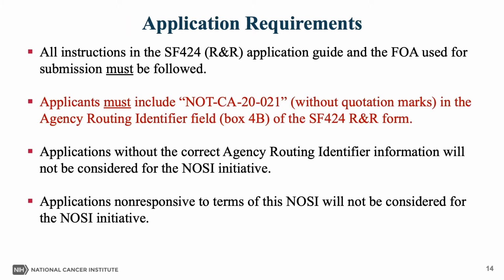Application requirements for this NOSI. Of course, with all applications, you must follow the SF 424 R&R application guide and the FOA used for submission. Applicants must include NOT CA 20021 without the quotation marks in the agency routing identifier field, which is box 4B of the SF 424 R&R form, to be responsive to this NOSI. Applications without this agency routing identifier will not be considered for the NOSI, and applications non-responsive to terms of this NOSI will not be considered for the NOSI initiative.